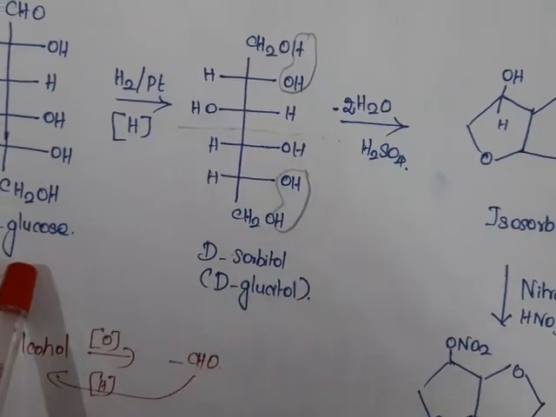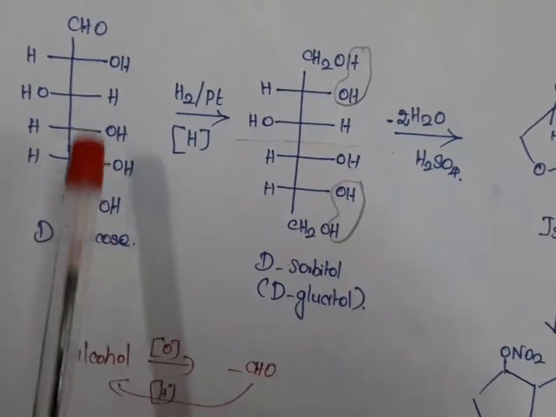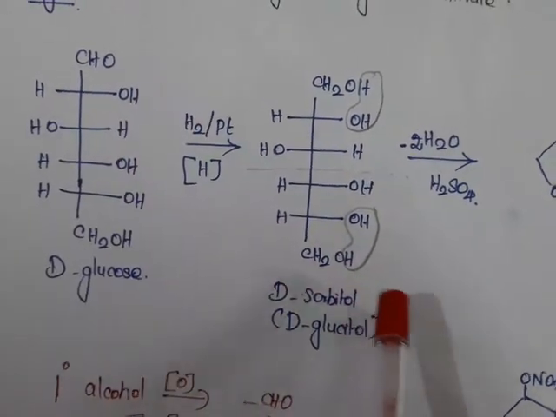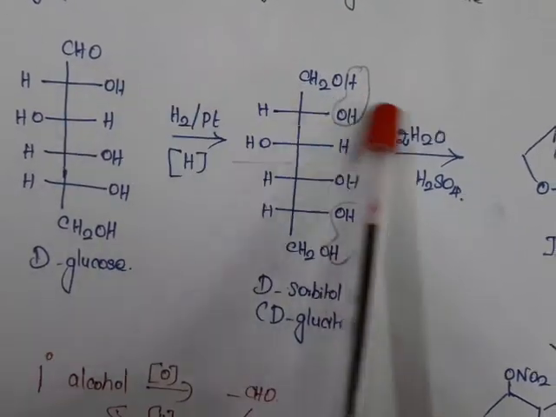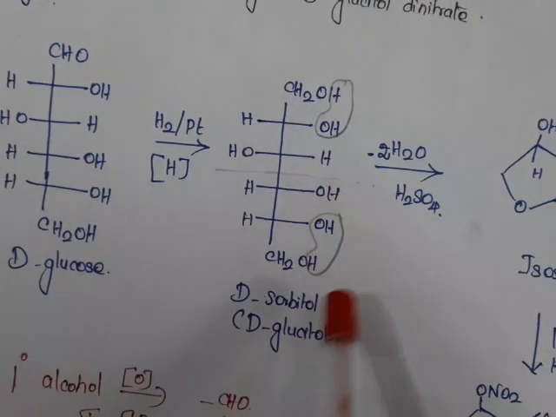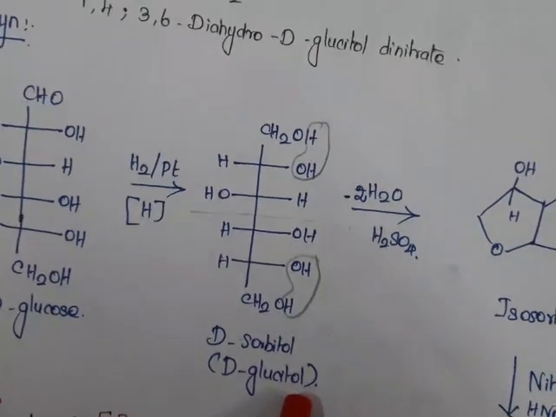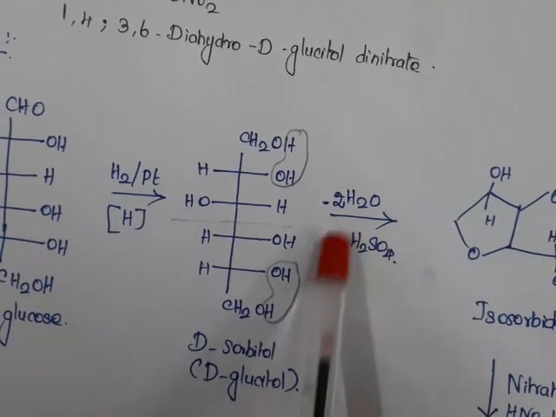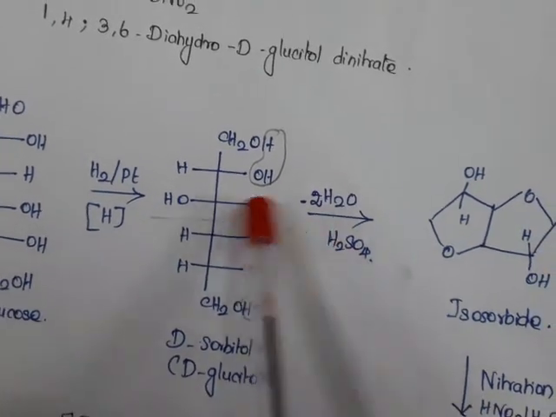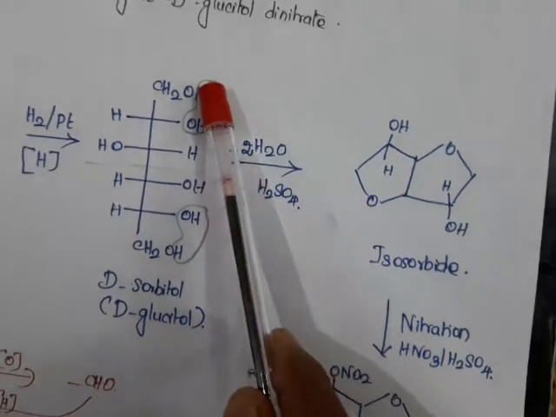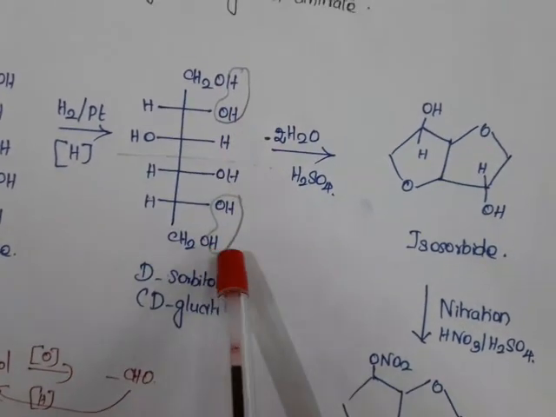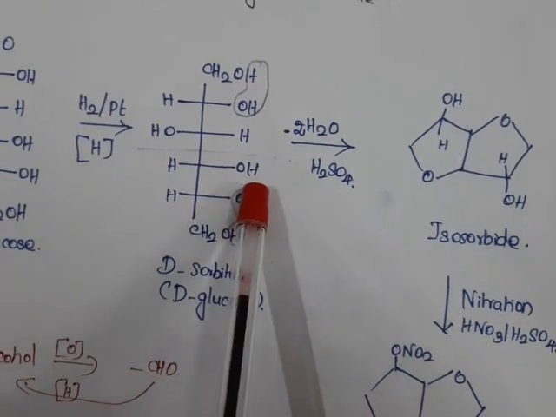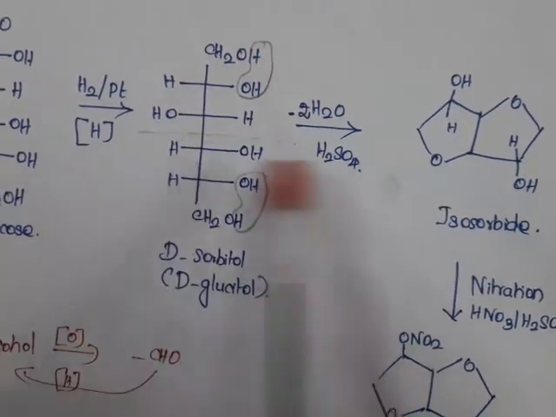What is the difference between D-glucose and D-sorbitol? In D-glucose we have aldehyde. Here in the case of D-sorbitol, instead of aldehyde, we have primary alcohol. This is otherwise called D-glucitol. Okay. Here H2SO4 is a dehydrating agent. Here two molecules of water will be removed. Here one HOH, here HOH. So two molecules of water will be removed and there may be cyclization, and we are getting that.